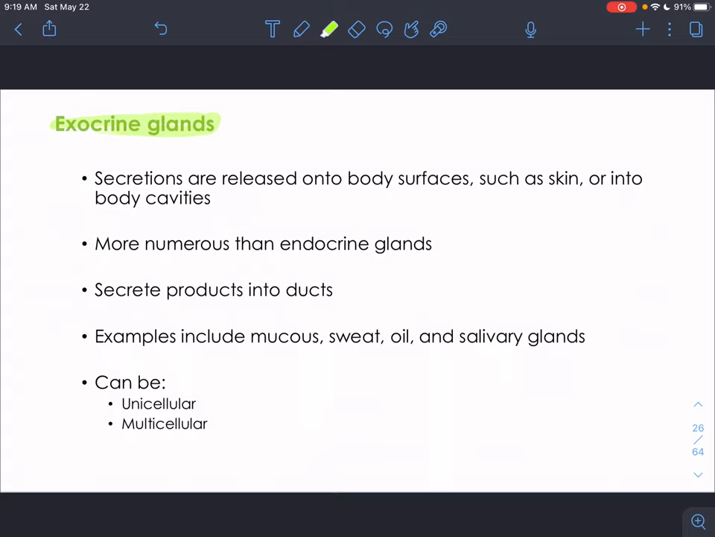Exocrine glands, like I said, are releasing their secretions onto the body surface, such as the skin, or into the body cavities too. So through your digestive system, you can have exocrine glands releasing mucus, digestive enzymes. Their products are secreted into ducts. And remember, those were the invaginations that we have. So they're going to go through these ducts and then leave the ducts to go to the body surface. So things like mucus, sweat, oil, and our digestive enzymes are released this way. And they can be unicellular or multicellular glands.